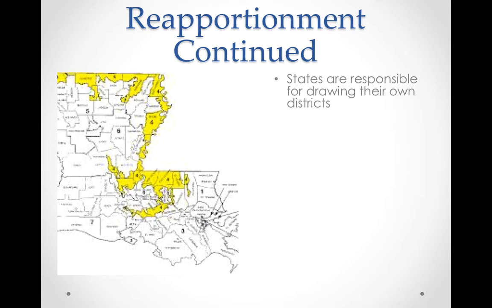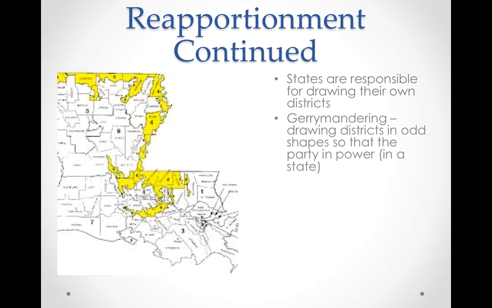So like I said, states are responsible for drawing their own district lines. And what gerrymandering is, this is a term you need to know, and we will also watch some videos in class so you know where that term actually comes from. It's where the state legislature draws these districts in very odd shapes so that the party in power in that particular state either keeps more control or they can manipulate these lines so they try and keep as many seats in the House of Representatives as they possibly can.